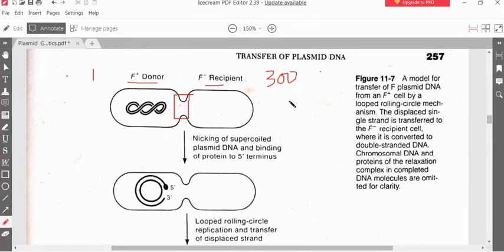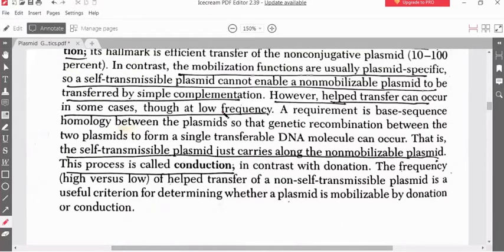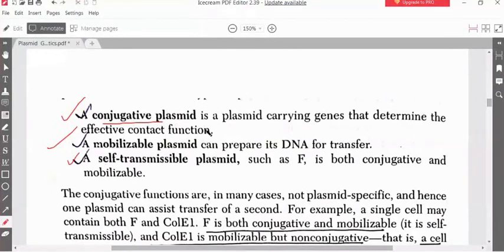So if a bacteria can synthesize those proteins that are required for this pilus formation, it is called a conjugative plasmid. So this is the point. There are 3 different types of plasmid. The first one is conjugative plasmid. Conjugative plasmid means this plasmid must encode certain genes whose product is required for the formation of the pilus. Okay, so it is a plasmid that carries genes that determine the effective contact function. It means the two bacteria via the conjugation tube must come in close proximity.